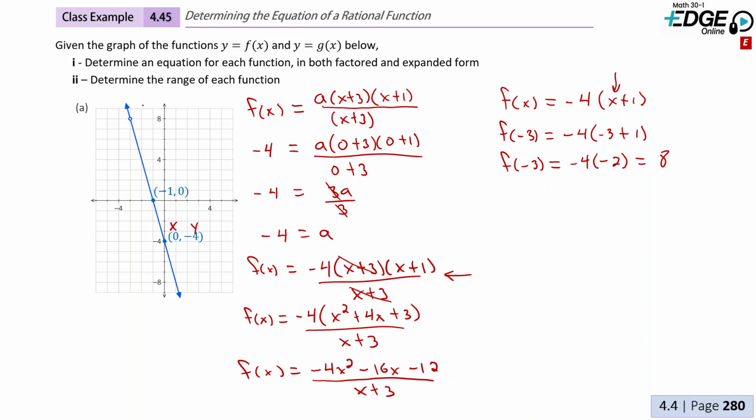We could actually see that from the graph, but it's good that we did this for good measure. So then we know that this point here is at negative 3, comma 8. So if we're creating the range for this graph, we would say the range will be y such that y cannot equal 8.